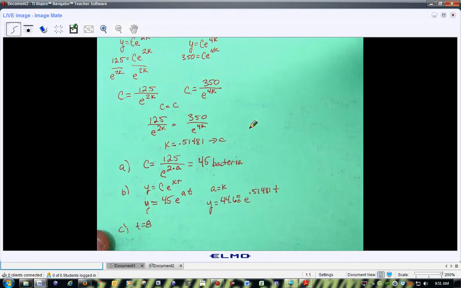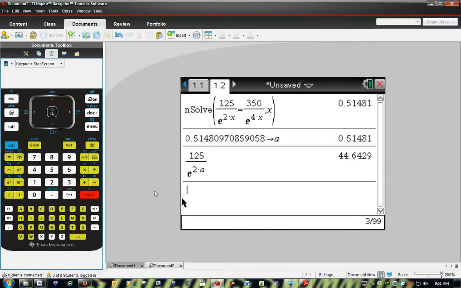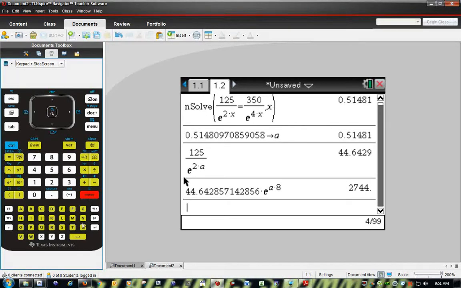So let's go to the calculator again. I'll go control negative, so give me the answer from the first one. That's my C value, right? So I'll use the exact C value. Nothing wrong with that. Times e to the a times 8 power. And it gives us 2,744. So after 8 hours, we went from 45 bacteria to 2,744, and it's only going to get worse. So there's your answer for that one.